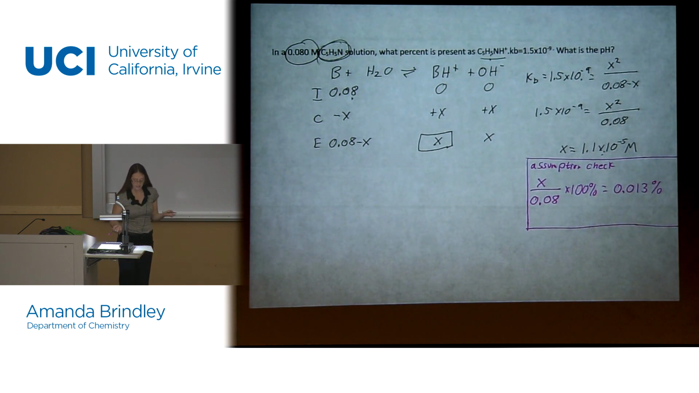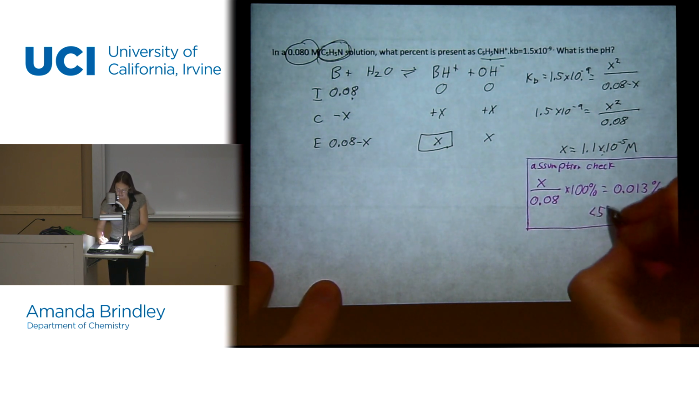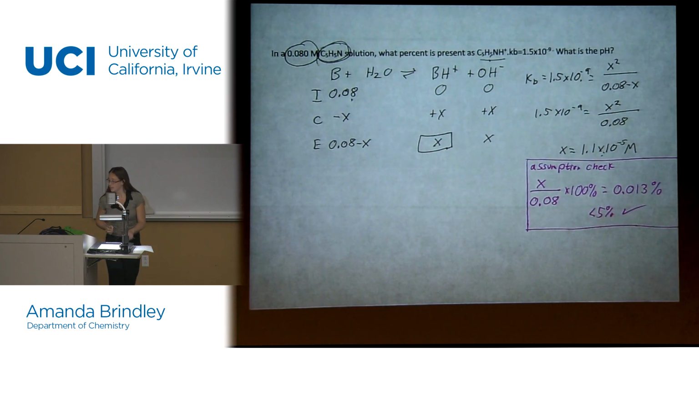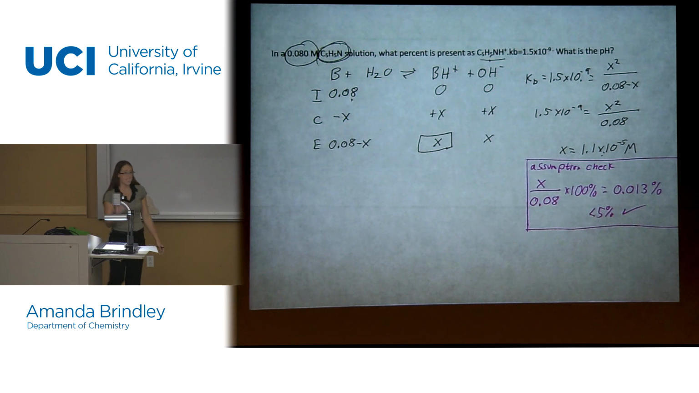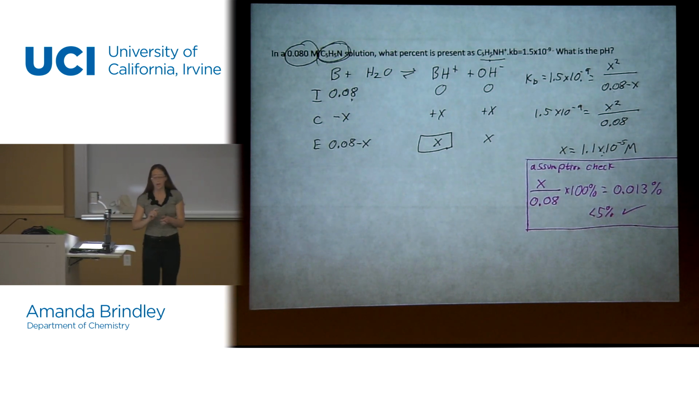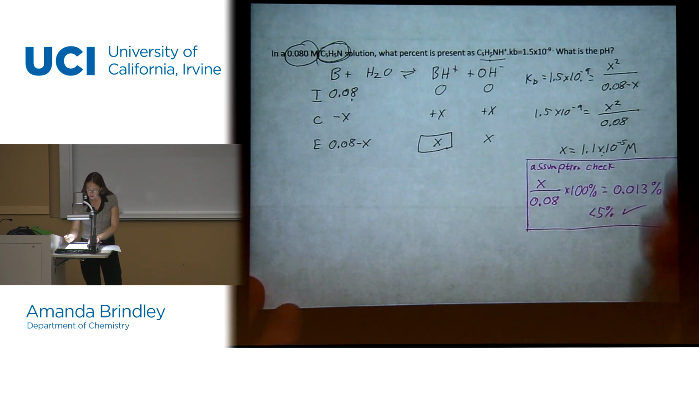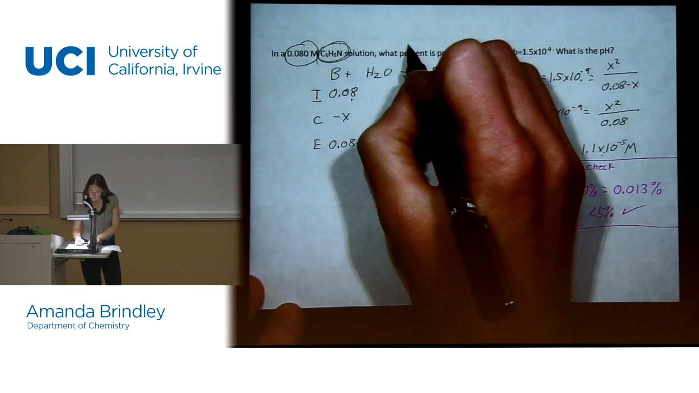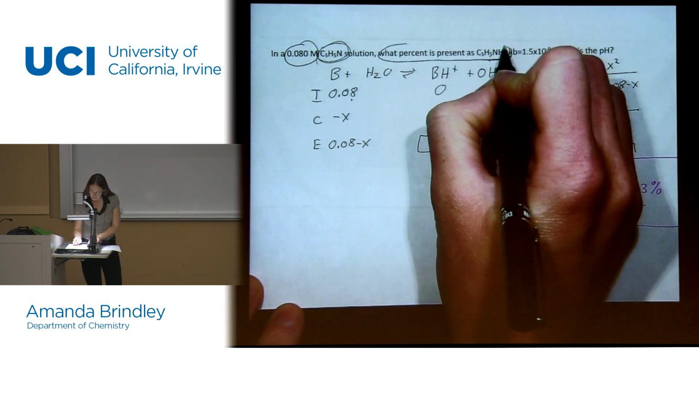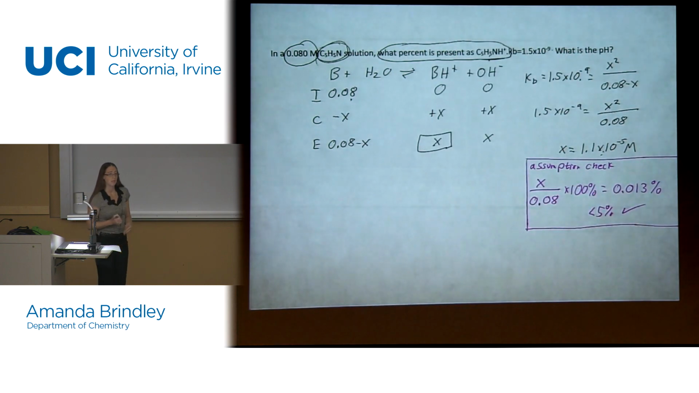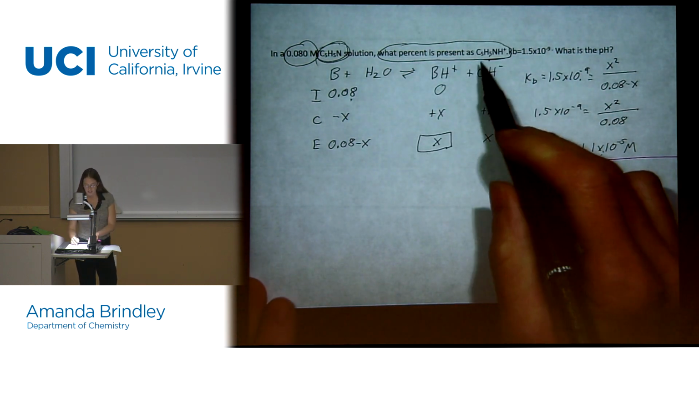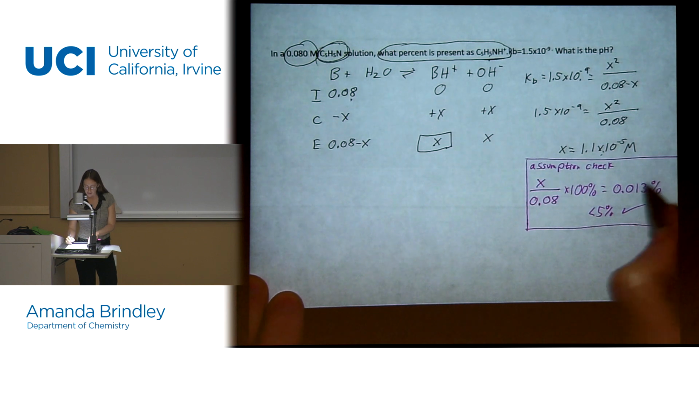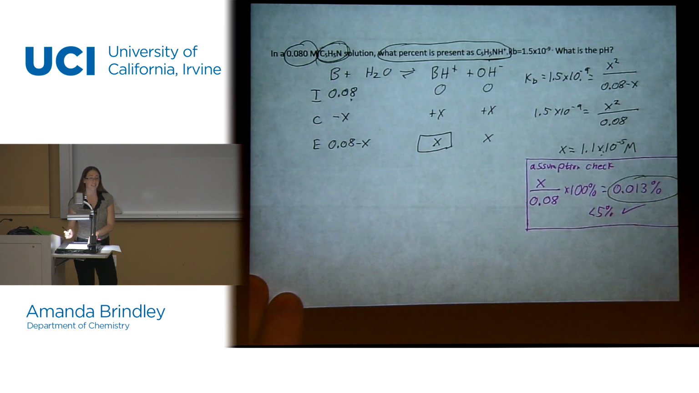We get that. Is that less than 5%? Yeah. So we're good. Now, actually, we had to do this because we had to check for the assumption, but if you look, what am I actually wanting to solve for anyways? What percent is present as C5H5NH? So it turns out that this is also our answer, right?